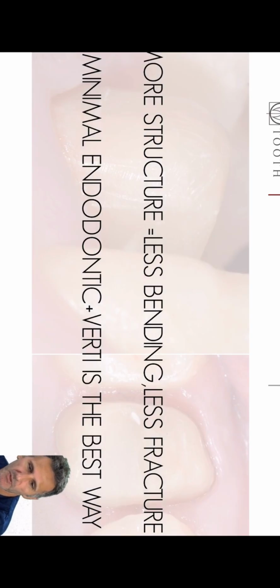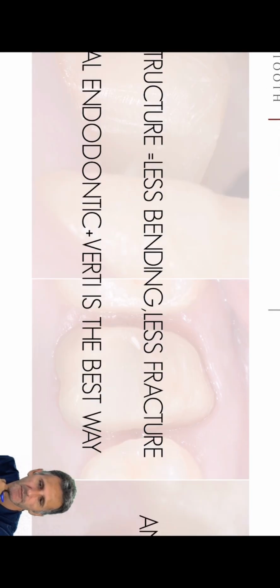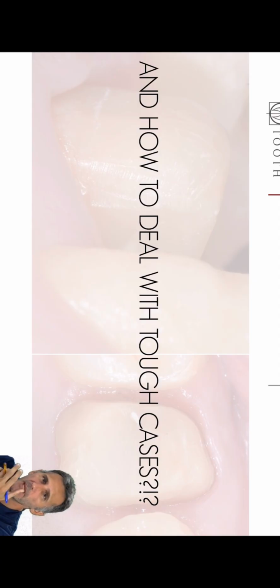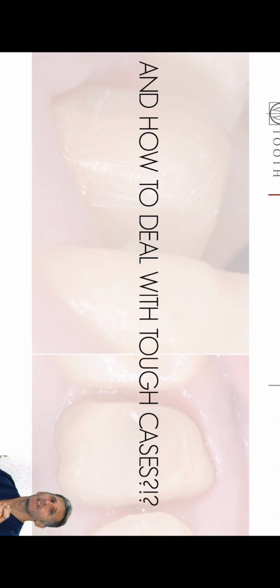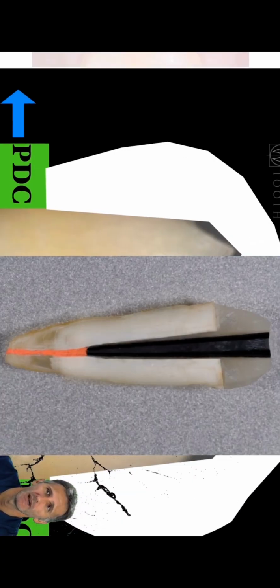More structure, less bending, less fracture. Minimal endodontic, pure vertical preparation is the best way. The take-home message is to do small endodontic access, to do vertical preparation as minimal as possible in consideration of your goal. But when you are retreating a case, you are not able to choose because somebody before you already did it. How to manage these cases?